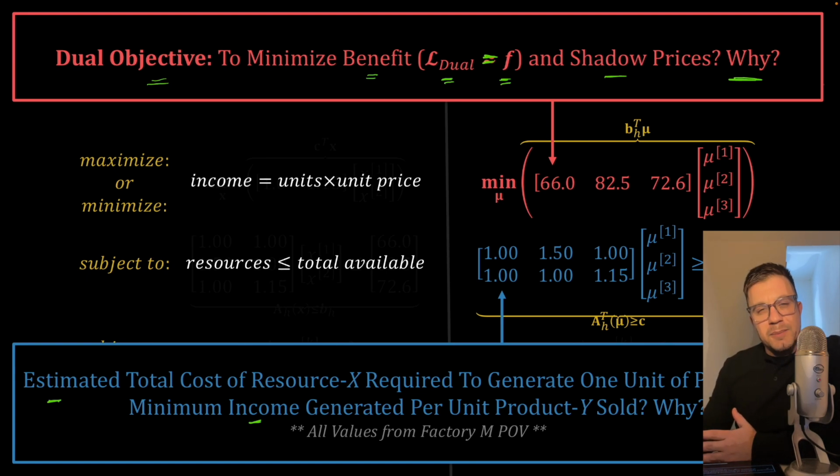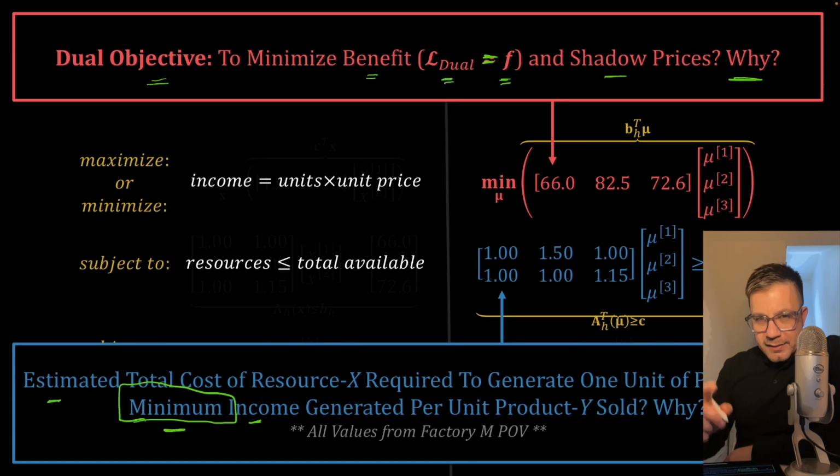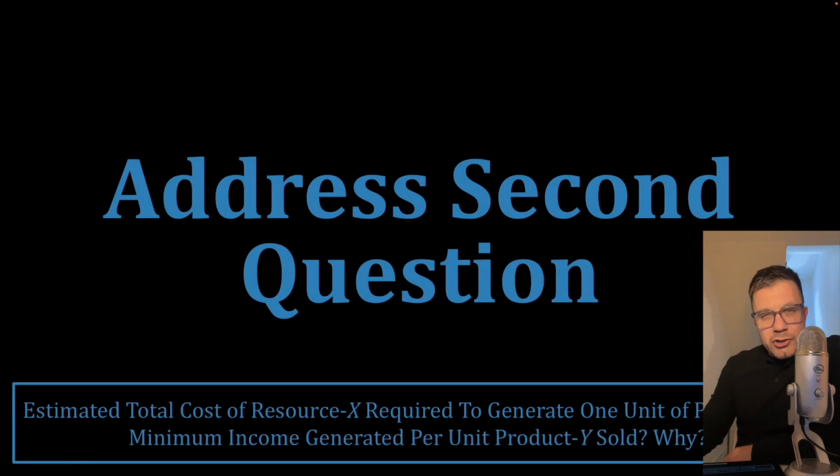It doesn't make any sense that this business could succeed if the resources required to generate a product are more expensive than the price at which we can sell it. Now, I'll give you a clue with regard to the answer to this question, and that lies in the use of the term minimum here. So we're going to address both of those questions.